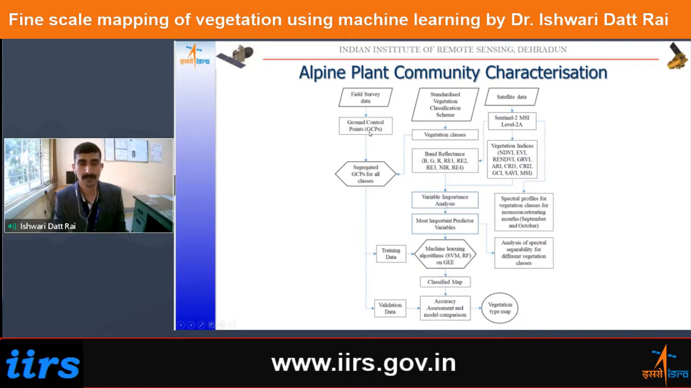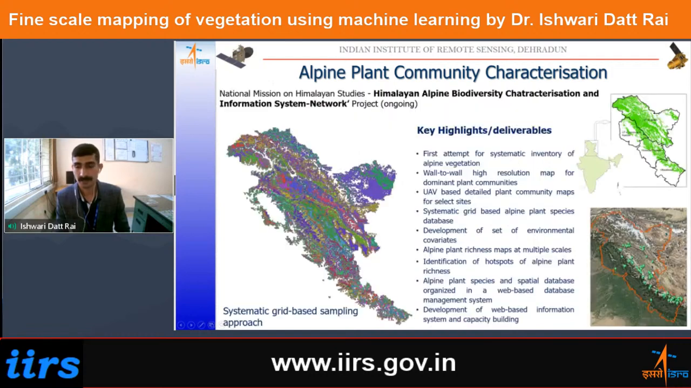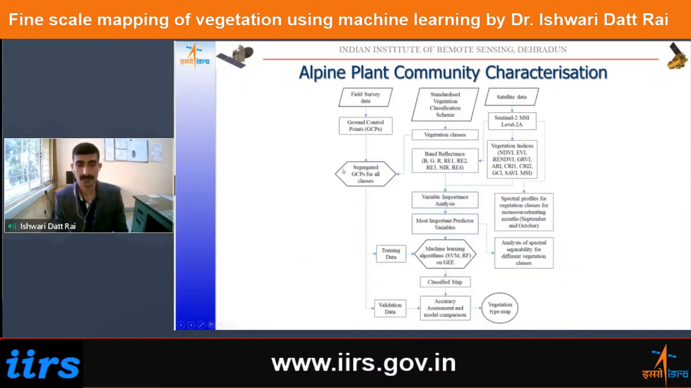So this is the broad outline of the methodology, how we are going to characterize the alpine community patterns and the diversity. By collecting the ground control points with the help of the plot level study, we acquire the primary data on the species level information, and also those plots were geotagged, and this geotagged plot level information comes directly to a server developed in the IRS.